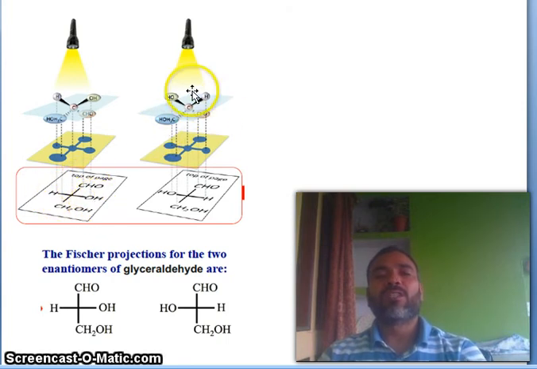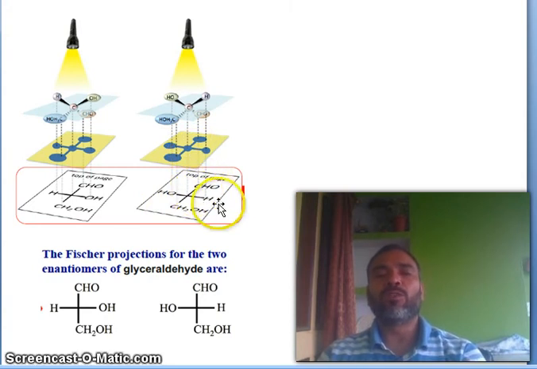Now if you shine light on this other molecule, the shadow will come like that, and then if you draw it in your notebook, what is the difference between here and here? Did you find it? The OH groups. Nothing changed in the vertical. But in the horizontal positions, OH is on the right side here and on the left side here. So these molecules are enantiomers of each other, and this projection is known as the Fisher projection.